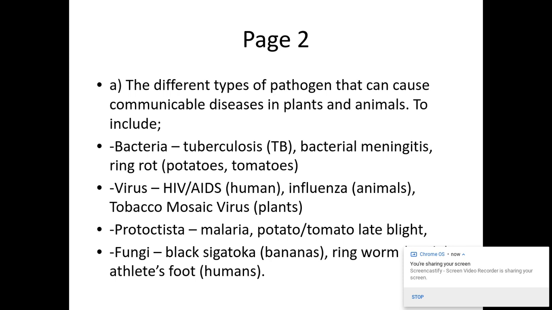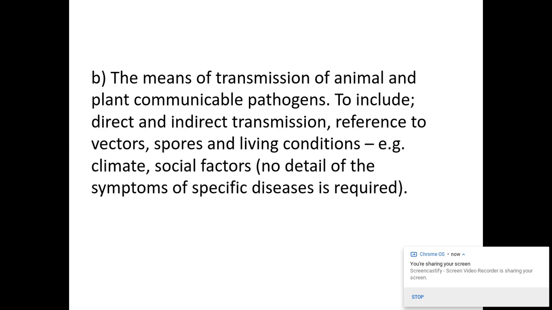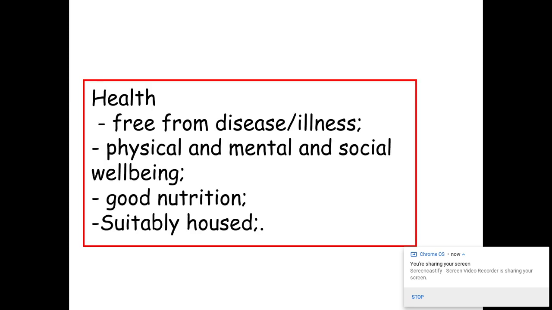So the first thing is we need to know what a pathogen is. And I have a couple of examples on here. These are very popular in multiple choice questions, so you need to be aware of each one of these. We also need to look at how they're transmitted between individuals with reference to vector, spores, and also climate and social factors.